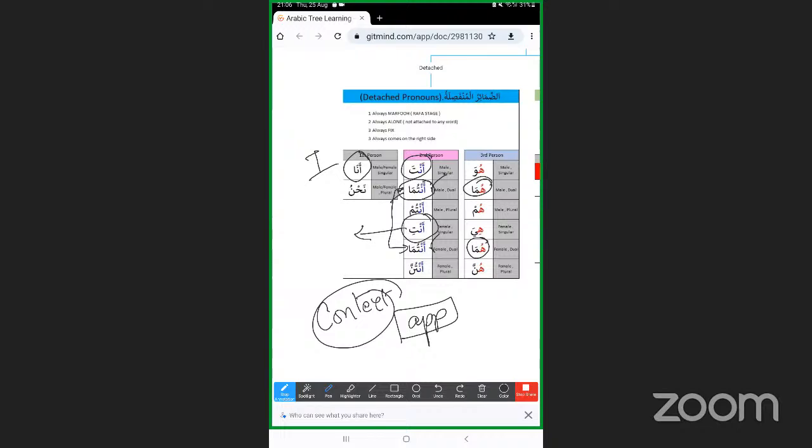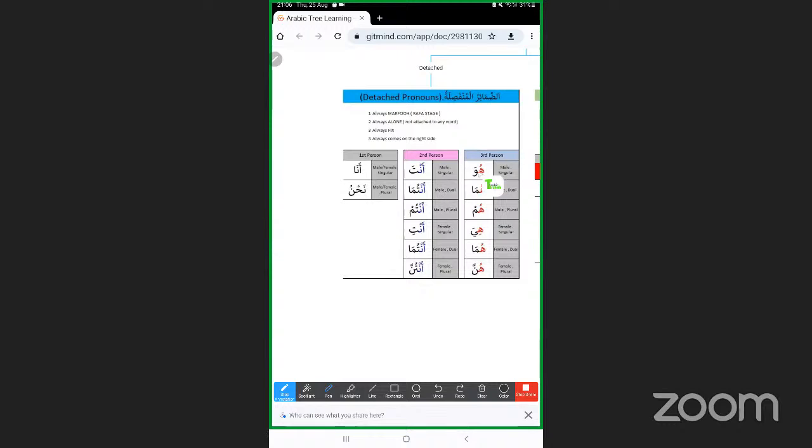You, female, tu ek aurat. Mashallah. These are called detached pronouns. They are always in rafa stage, yani marfu. They will always come alone.